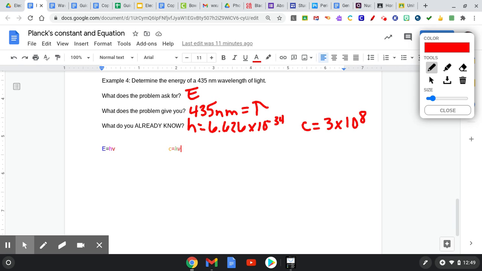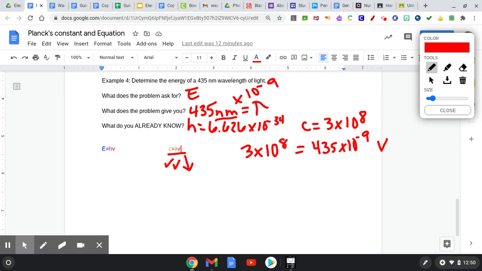Okay, well, in this case, I'm going to look at this equation first because I know C. And I know wavelength, so I can find frequency first. So that's what I'm going to do. So I'm going to say 3 times 10 to the 8th equals wavelength. Now remember, whenever you have wavelength and it's given in nanometers, you need to say times 10 to the negative 9th. So I'm going to say 435 times 10 to the negative 9th times V. Okay, so I'm searching for V. I'm going to divide both sides by my wavelength to get V by itself.